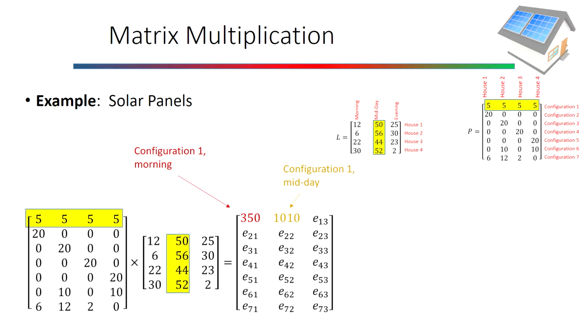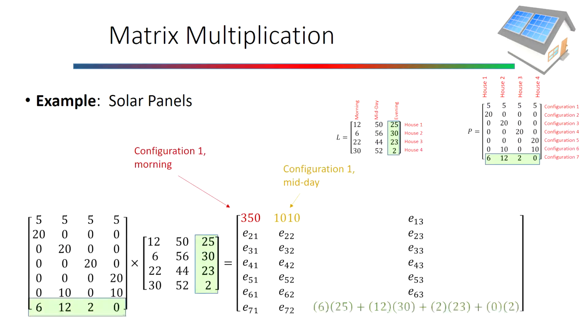Let's get through the example of calculating one more element. This time we'll look at element 7,3 in the bottom right corner of the matrix. We know that element 7,3 should be calculated by computing the dot product of the 7th row of matrix P multiplied by the 3rd column of matrix L, so it is equal to 6 times 25 plus 12 times 30 plus 2 times 23 plus 0 times 2. We can also clearly see that this element will correspond to the energy generated in the evening using configuration 7.